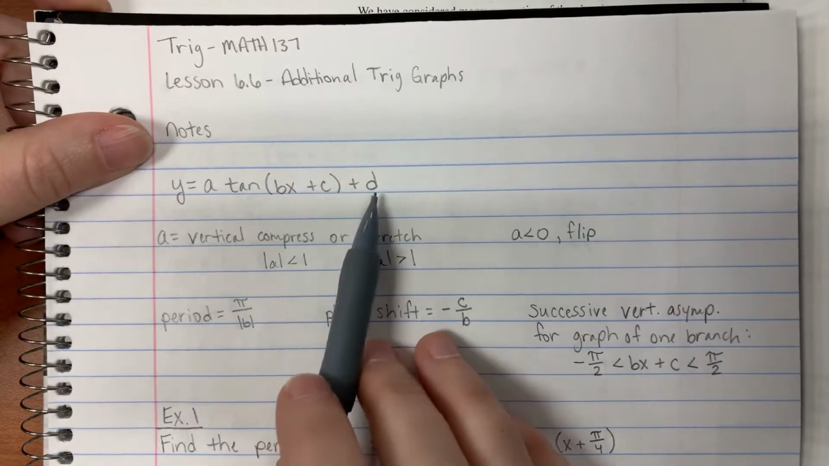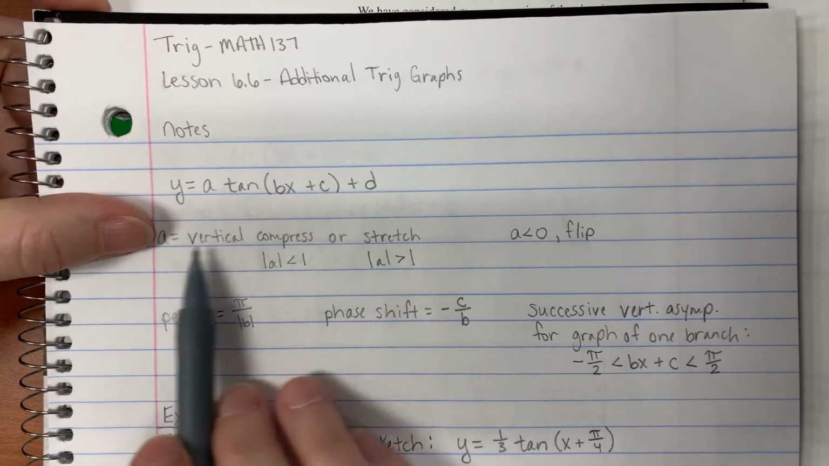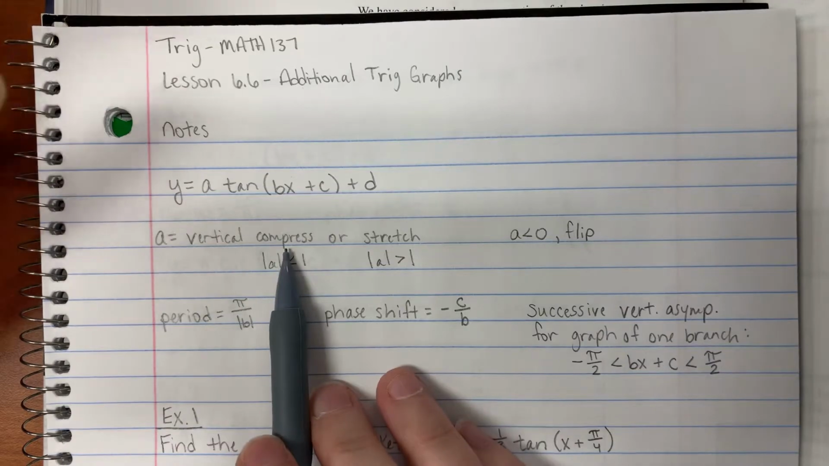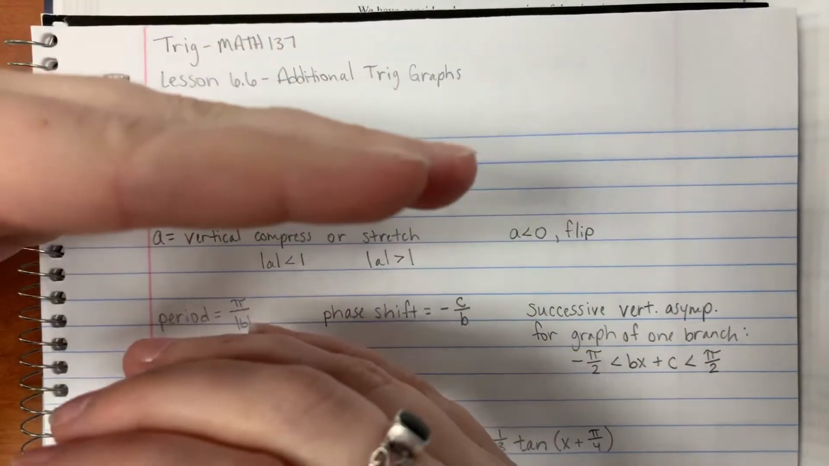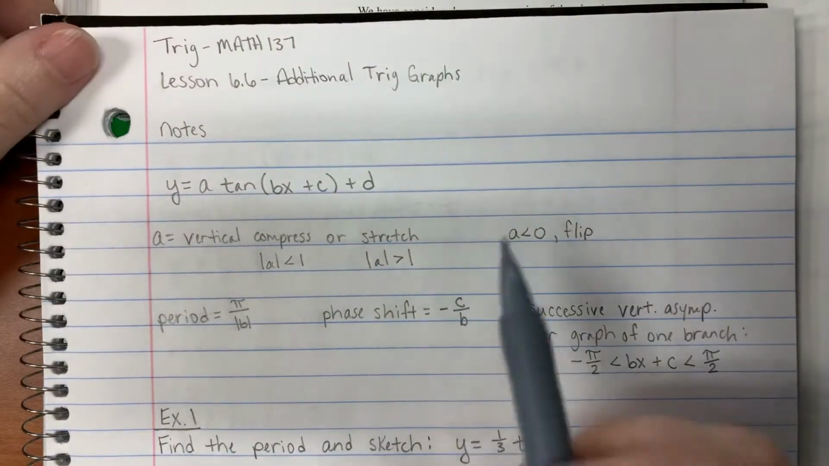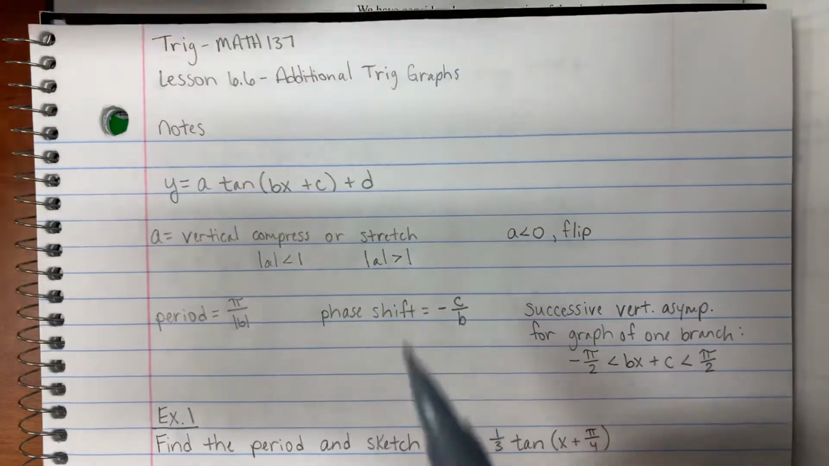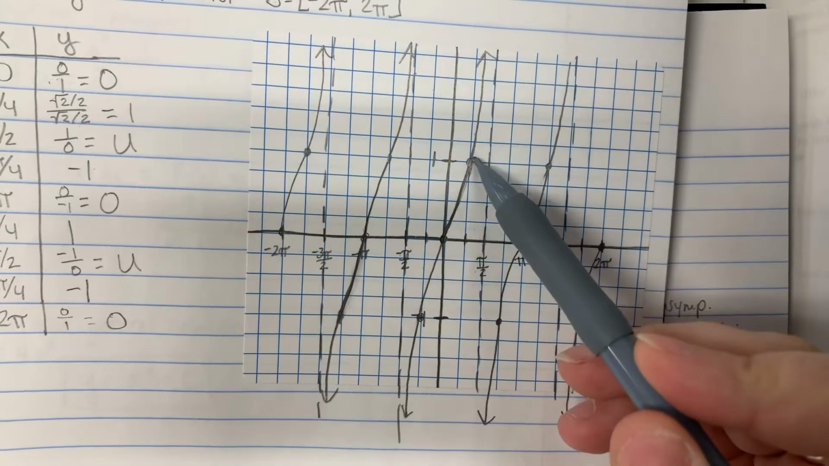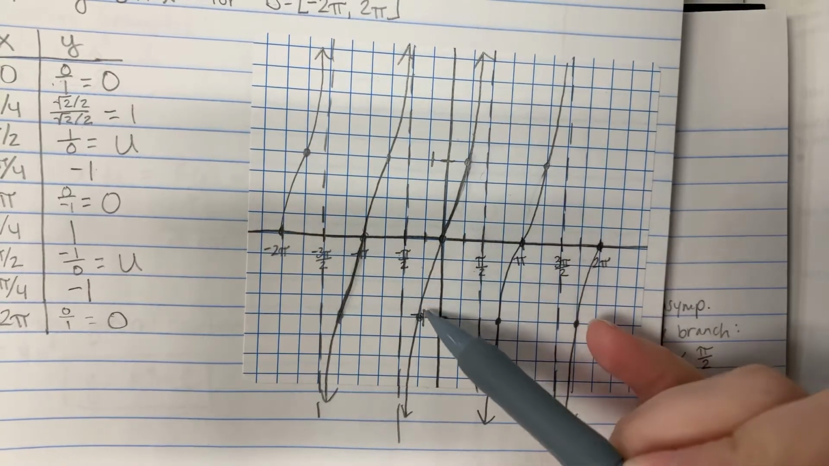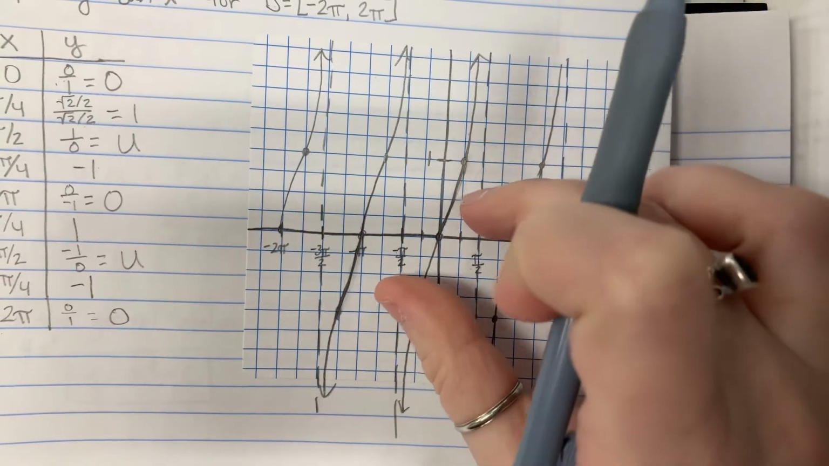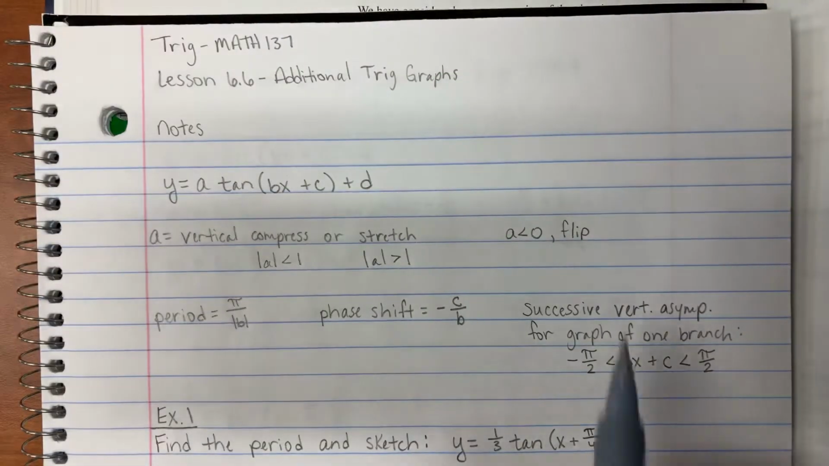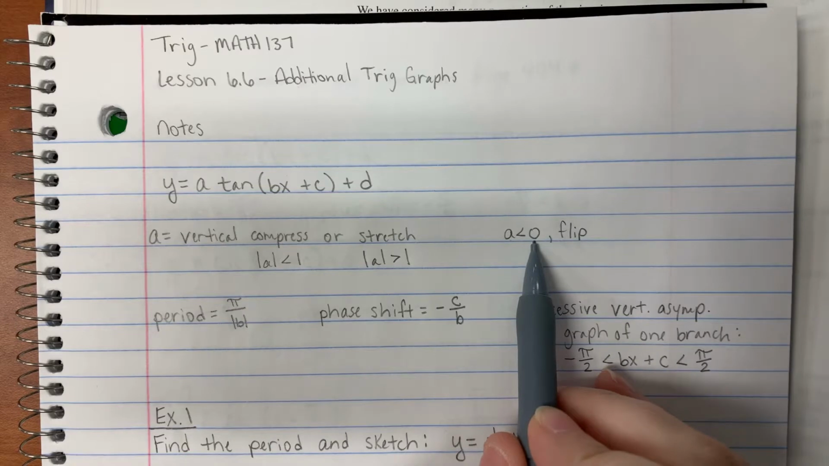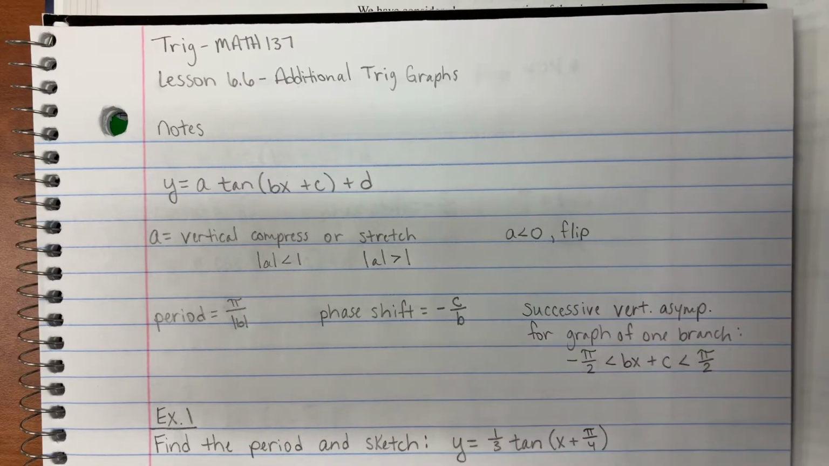All right, so typical setup with your A, B, C, and D. A this time gives us either a vertical compression or a stretch. So it's either going to tighten it up or it's going to stretch it longer. What that affects is this middle section, what's happening between the 1 and 0 and -1. That's either going to compress down or stretch out. Again, if A is negative, you're going to see a flip over the x-axis.